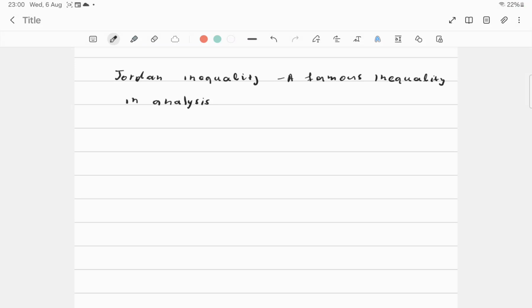Here we will see how we can derive the Jordan inequality. It is a famous inequality in analysis, and it states the following: that the sine of x lies between the two functions, the constant function 2 over pi times x and the identity function, for x being in the interval 0 to pi over 2.